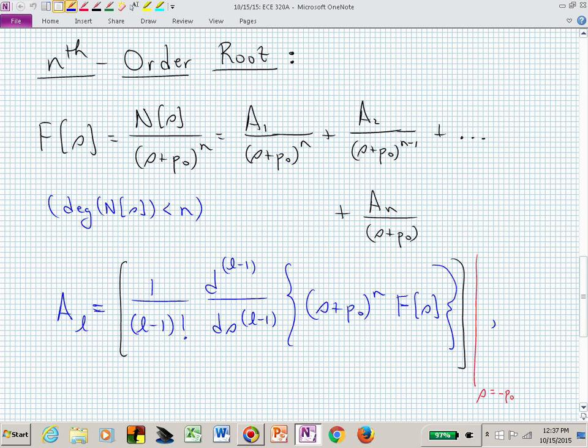But now, because it is repeated, we can find these coefficients using this technique, which means that instead of maybe solving multiple sets of equations, we can solve them one at a time, but now we just have to perform this differentiation with respect to s. For example, if we looked at a sub 1, the coefficient on top of s plus p naught to the n, how many times do we have to differentiate things to obtain that a sub 1?